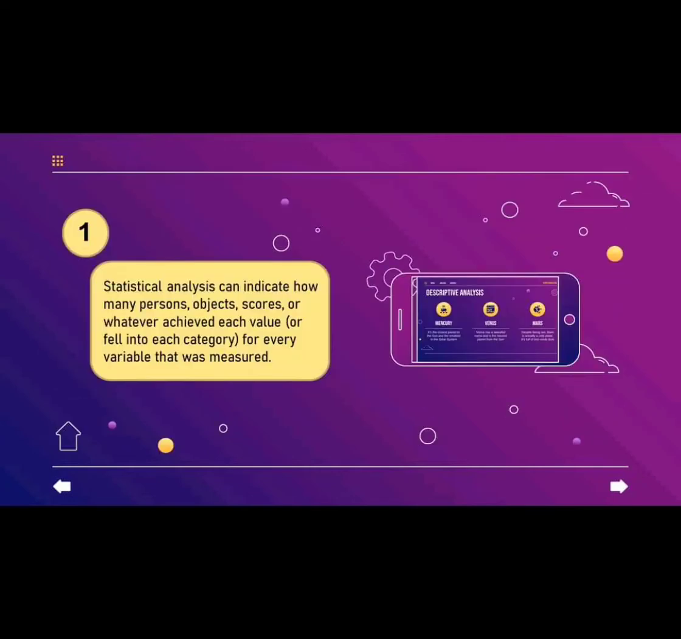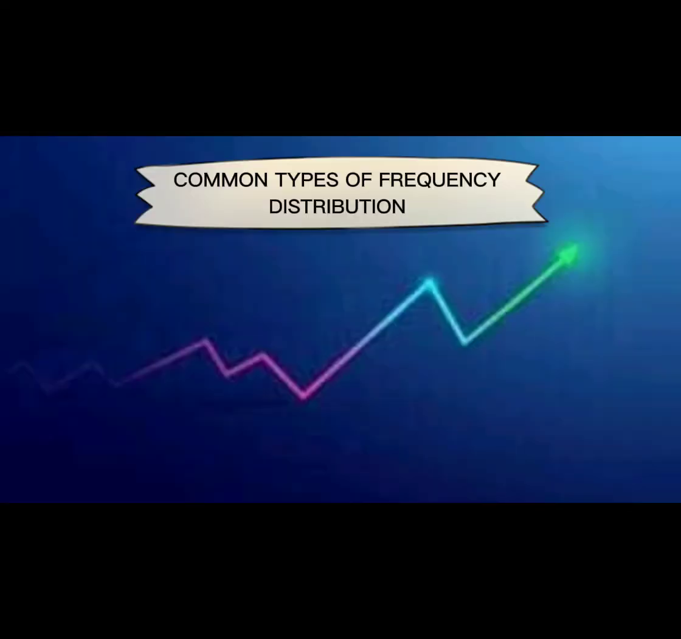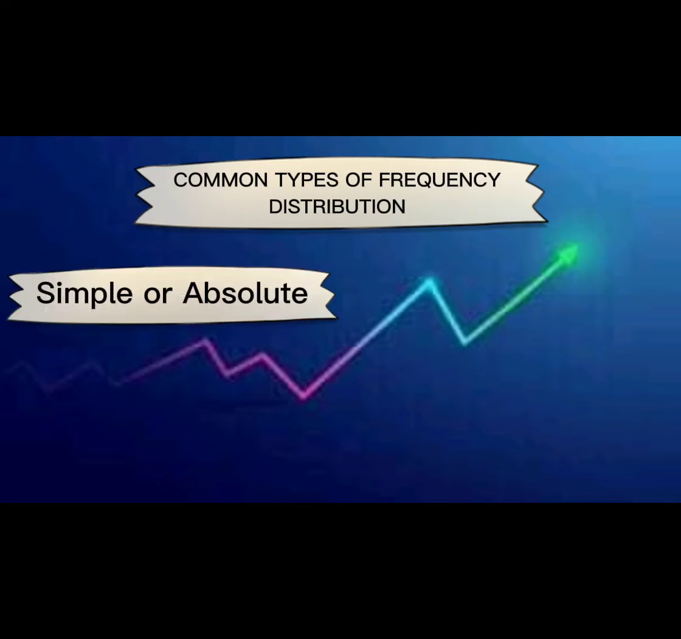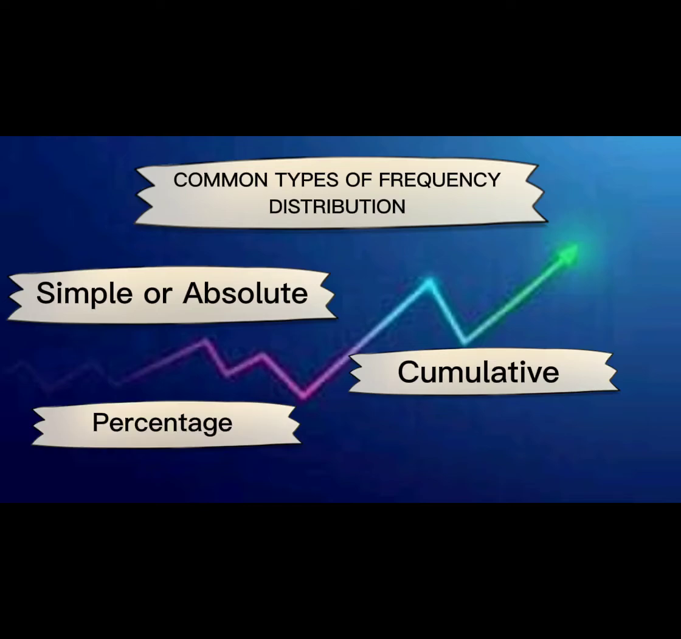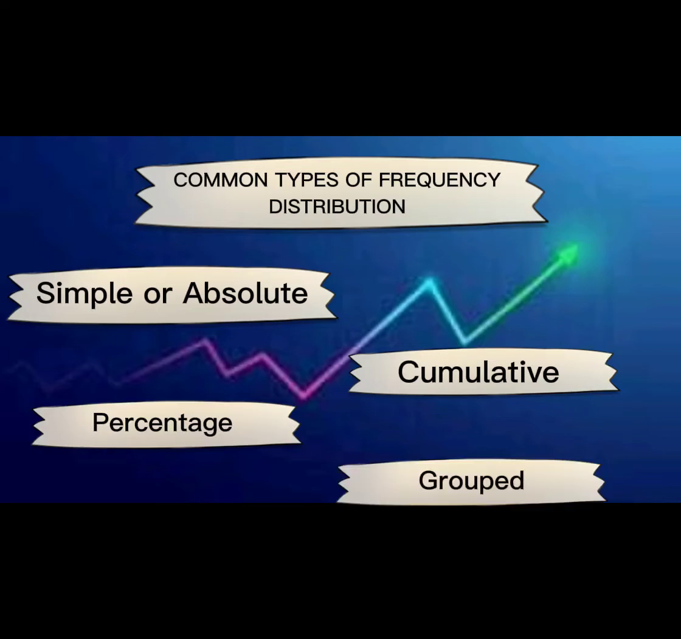1. At the most basic level, the statistical analysis can indicate how many persons, objects, scores, or whatever achieved each value or fell into each category for every variable that was measured. These calculations, known as frequency distributions, are usually reported in tables. Common types of frequency distribution include simple or absolute, cumulative, percentage, and grouped distributions.